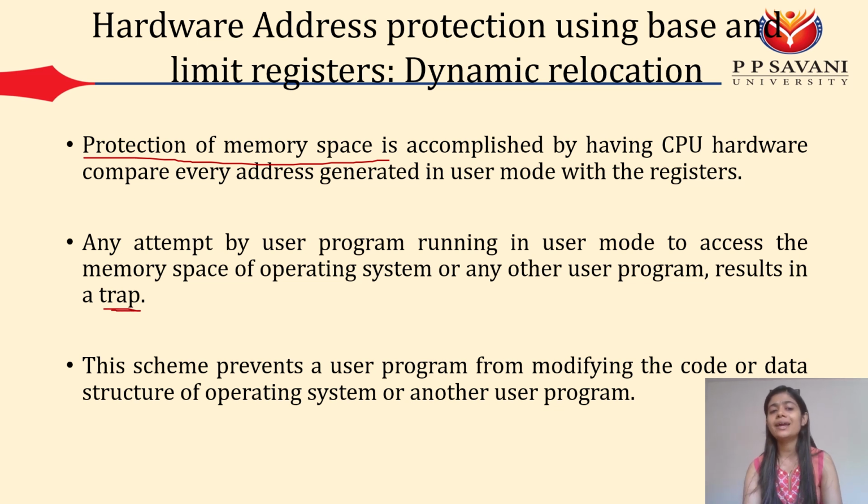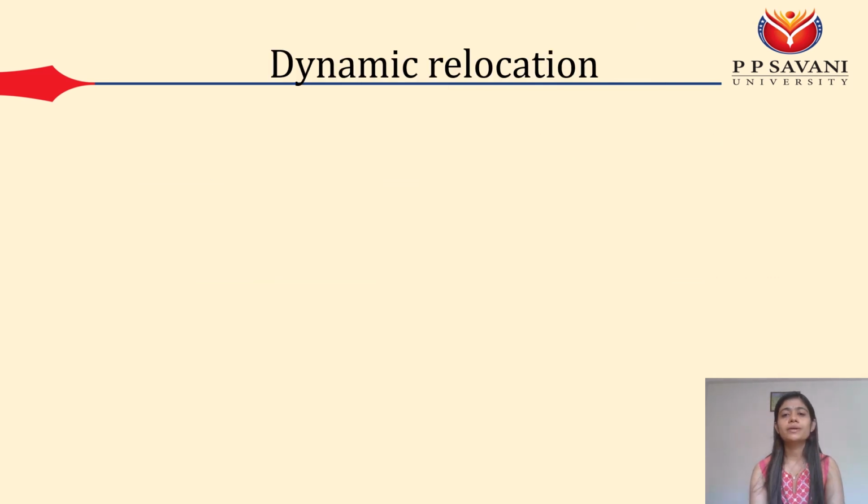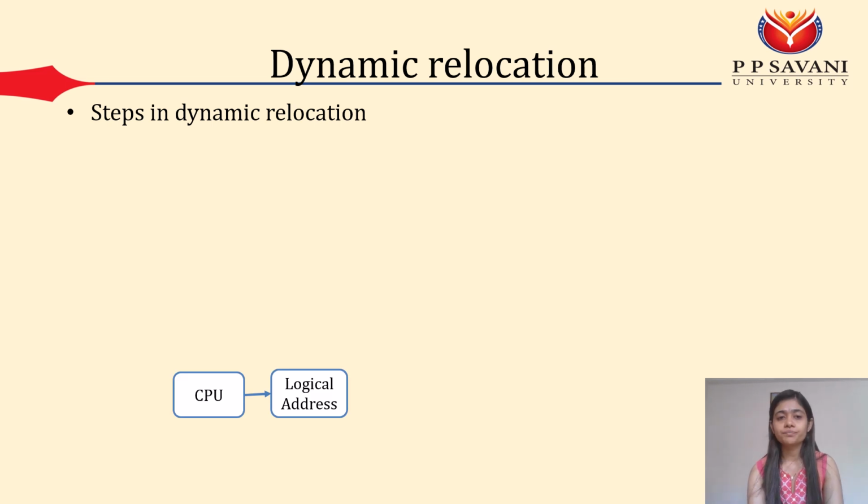It will generate an error, or let's say a trap instruction, saying that your CPU or your process wants to access data which is not assigned to it. So we are not going to allow access to that particular data. So the scheme prevents a user program from modifying the code or data structures of the operating system or another user program. So what is dynamic relocation?